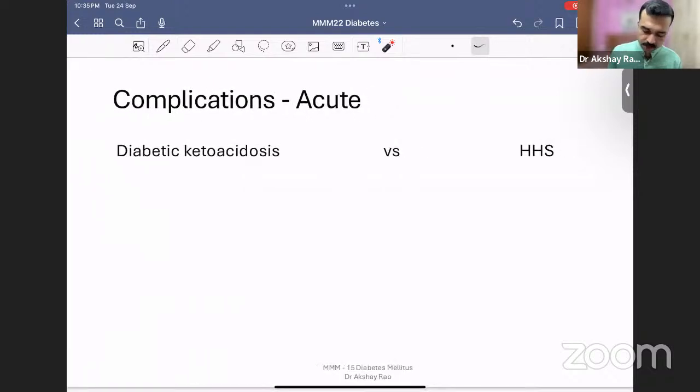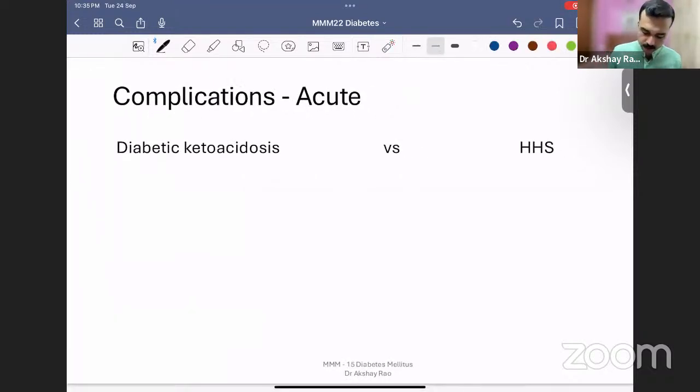Okay, so what are the differences between HHS and DKA? Remember, diabetic ketoacidosis is truly an acute complication, whereas HHS is subacute. HHS doesn't develop over minutes to hours to days. It takes weeks for HHS to develop. So I told you, myxedema coma is a disease of the neglected. Nobody's been looking after that person. That's why they've developed myxedema coma.